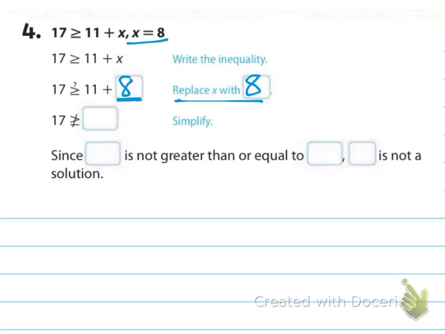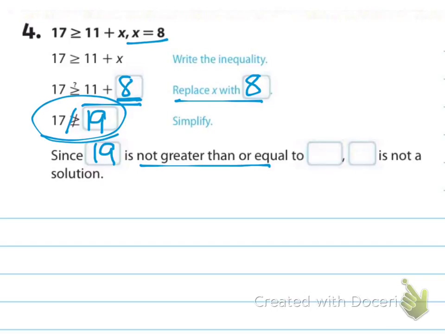Now what are we going to do? You should be saying, let's add. So we're going to add 11 plus 8, and that's 19. And now we're going to look at it, and we're going to say, okay, does this work? 17, is that greater than or equal to 19? They've already told us, nope, it's not going to work. And so since blank is not greater than or equal to blank, blank is not the solution. So since 17 is not greater than or equal to 19, 8 is not a solution. Because remember, this was the value they wanted us to use to see if it's a solution.